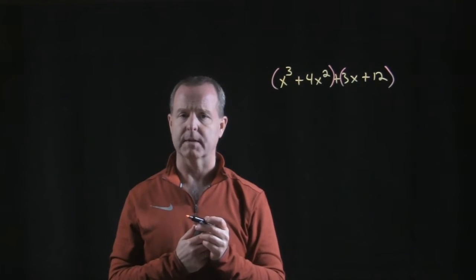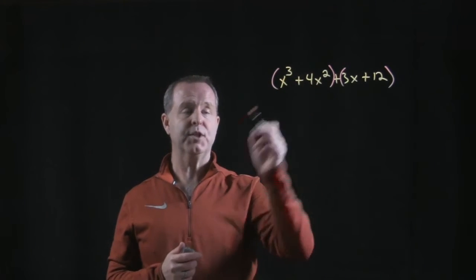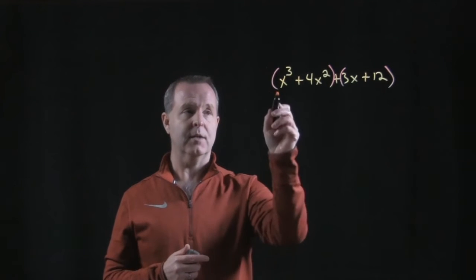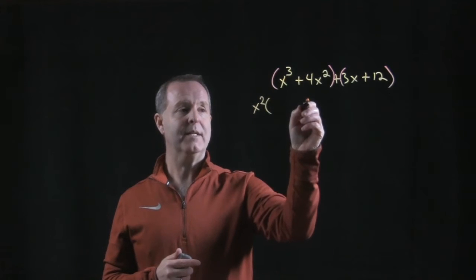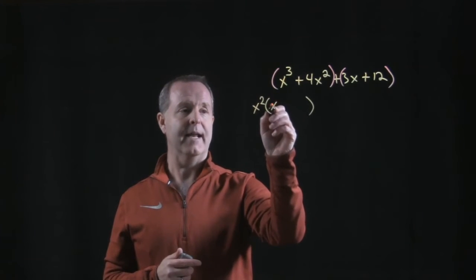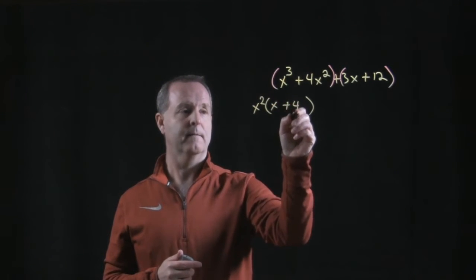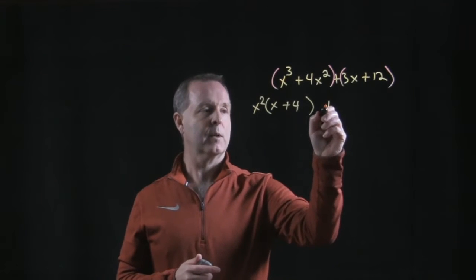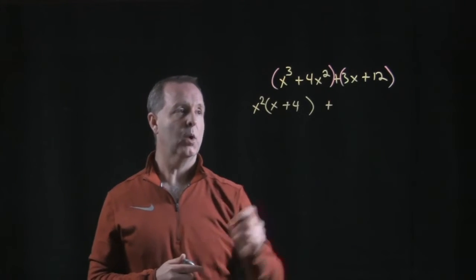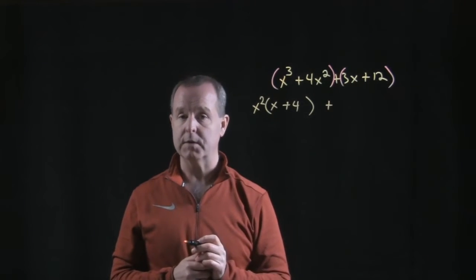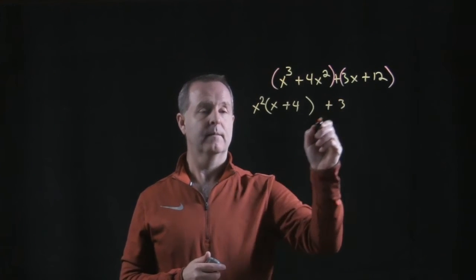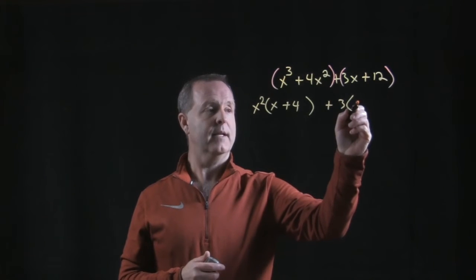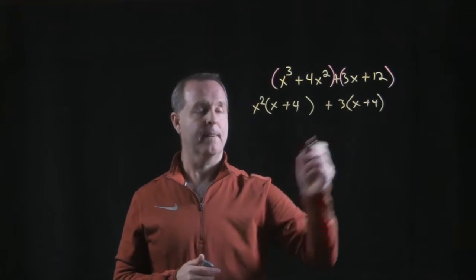And then what I'm going to do is look to see what factors in just these first two terms. Notice that both of these terms share an x squared. So let's factor an x squared out of these first two terms, and then what's left is an x plus a 4. Let's look at the second two terms. My greatest common factor just between those two terms appears to be a 3.